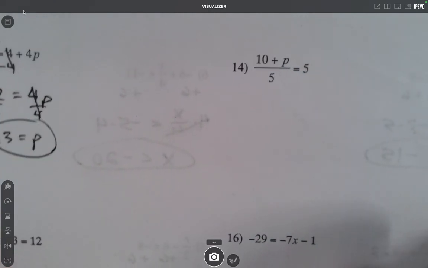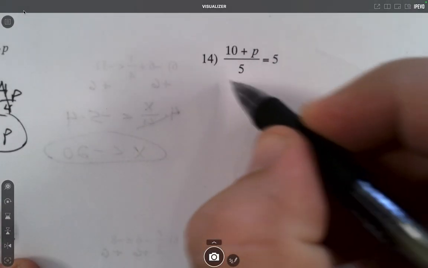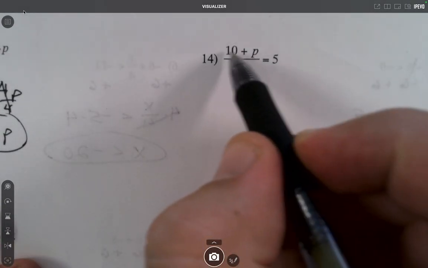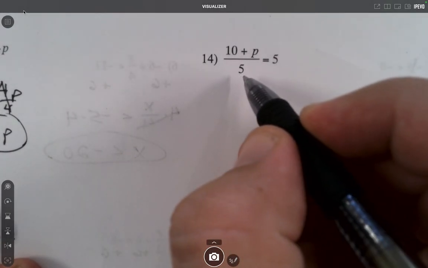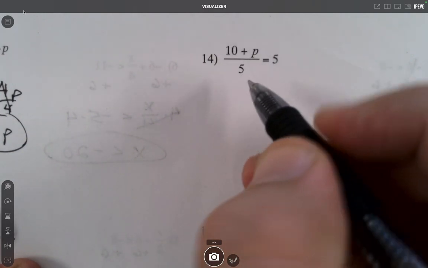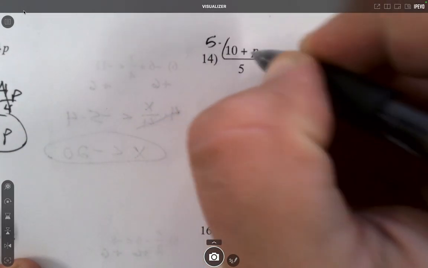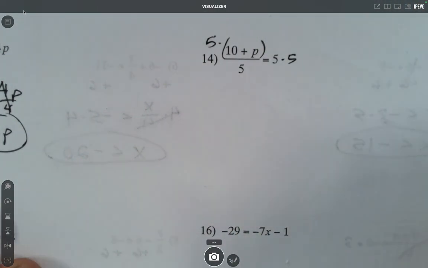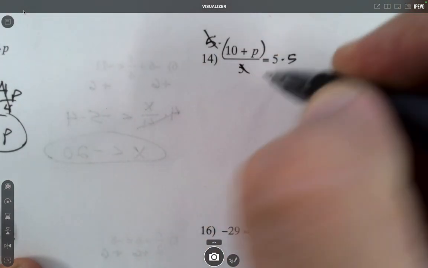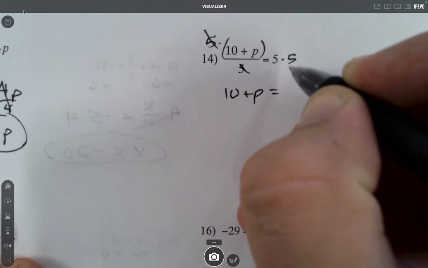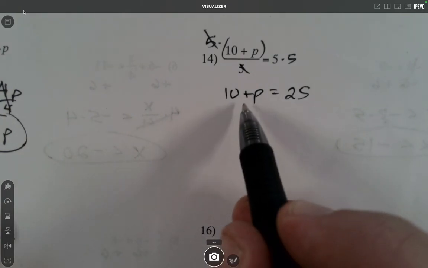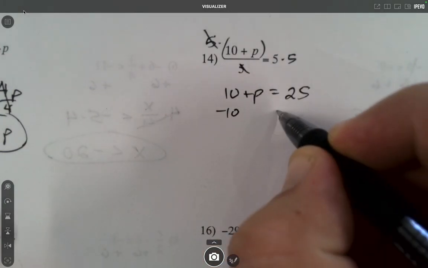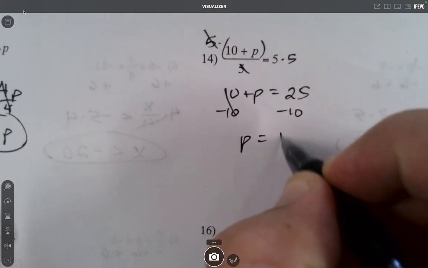Okay, 14, we have this big fraction again, like number 7 on the front. So yes, all of them are the same fraction together, making them pretty close to each other, but the p and the 10 are on the same side of the fraction, so they're closer together. So we want to get rid of this 5. So this thing up top, all of it is being multiplied by 5. So to get rid of it, we divide all of it by 5. So these 5's cancel, leaving 10 plus p, and 5 times 5 is 25. 10 is being added to p, so we do the opposite and subtract. We get p equals 15.